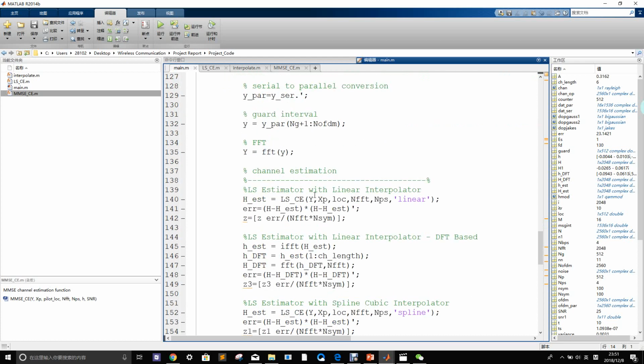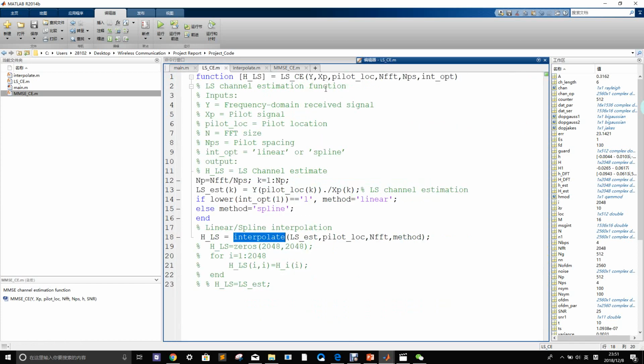I wrote a function for channel estimation called LSC. There are 7 inputs. The first one is Y, which means the frequency domain received signal. This parameter means the pilot signal, and this means the pilot location. This one means the FFT size. This one means the pilot spacing, and this one is the mode. You can choose linear or spline. And the output is HLS, which means the LS channel estimate.